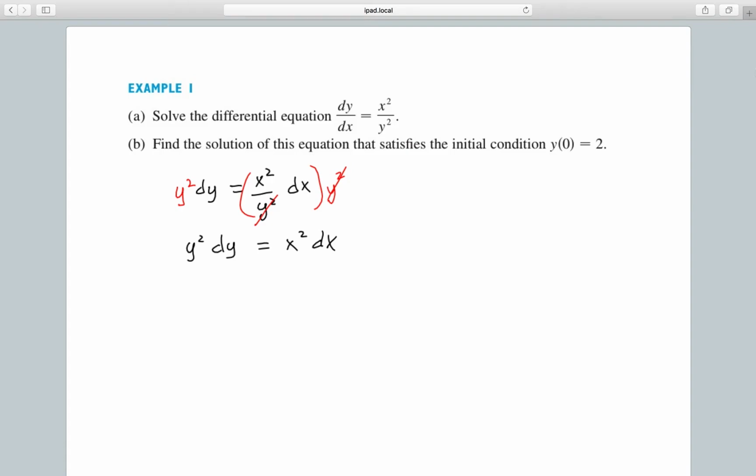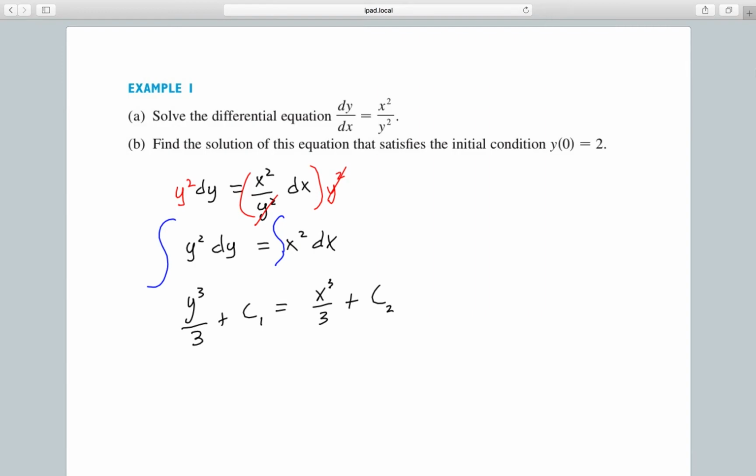Now, once I have everything completely separated, meaning all the x's with its differential dx and y's with its differential dy, we're ready to integrate. On the left-hand side, we treat y like a variable, and on the right-hand side, we treat x like a variable. I'm going to do just the power rule for anti-differentiation here, which is going to give me y cubed over 3 plus a constant. I'm going to call it c1. Over here I have x cubed over 3 plus a constant. It doesn't have to be the same constant, so I'm going to call it c2.